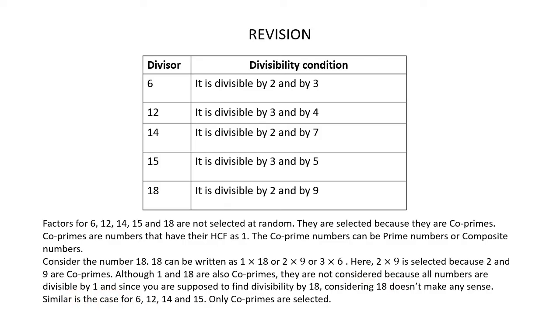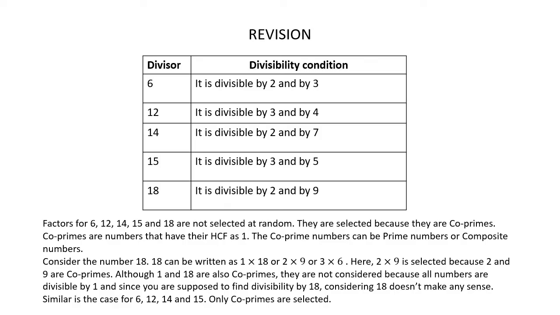And here, since you are supposed to find divisibility by 18, considering 18 does not make any sense. So, the numbers 2 and 9, which are coprimes, are selected for 18.